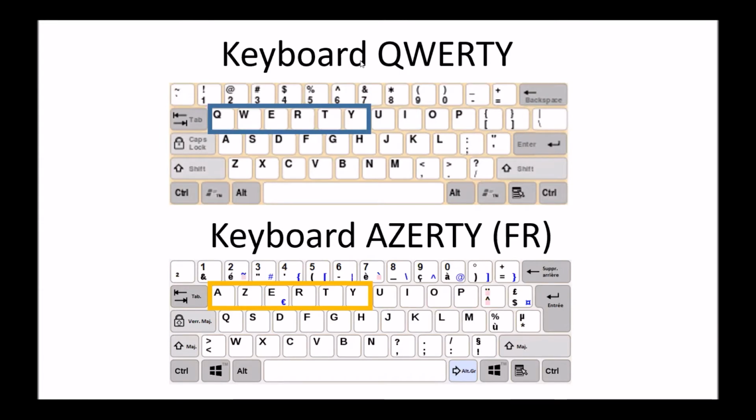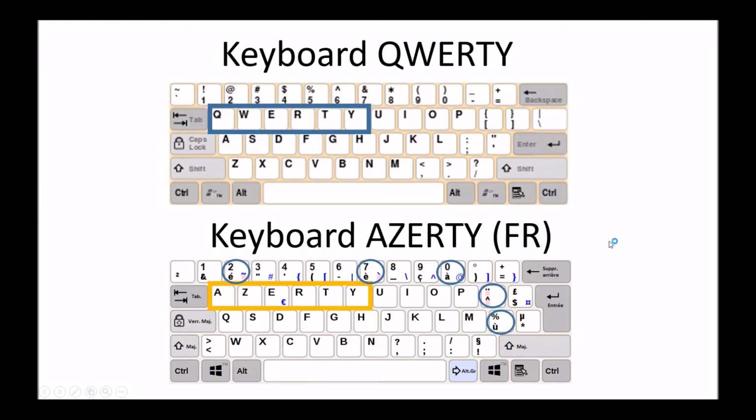If you have a QWERTY keyboard, you notice that you don't have the accents. But in French, in AZERTY, you have them. Here is my example: the à, é accent aigu, è accent grave, ù accent grave. You also have the accent circumflex and the tréma. So it's quite easy to type them with an AZERTY keyboard.